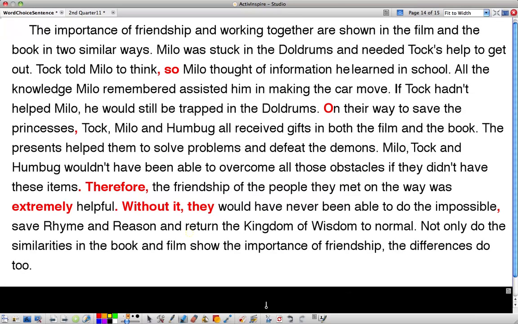The importance of friendship and working together are shown in the film and the book in 2 similar ways. Milo was stuck in the Doldrums and needed Tock's help to get out. Tock told Milo to think, so Milo thought of information he learned in school. You know what? I'm looking at this and I'm thinking, I could even do some more here. So these are the edits I made from before, but I think it might need something else.